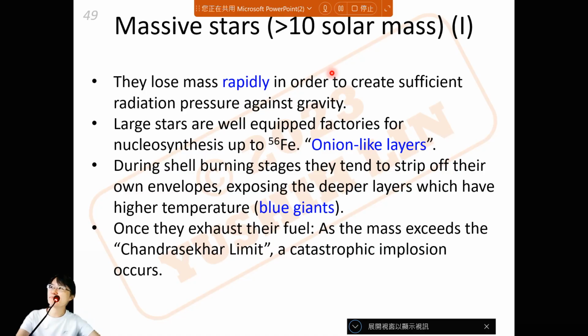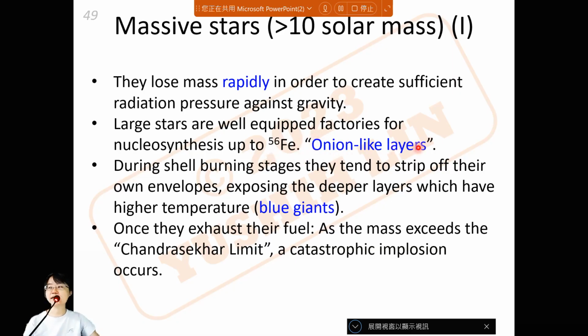So now we talk about massive stars. Massive stars, larger than 10 solar mass, they are the major element factories in the universe. They can create a wide array of elements, and therefore they lose mass very rapidly in order to create sufficient radiation pressure against gravity. And large stars are well-equipped factories for nucleosynthesis up to iron 56.